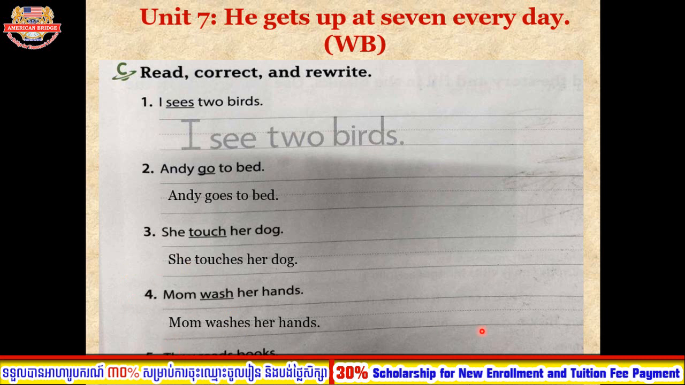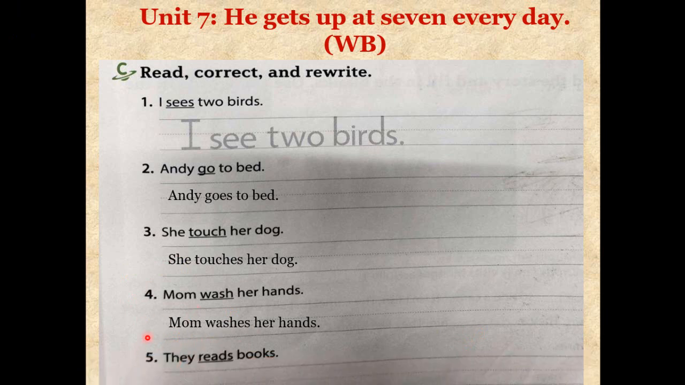They reads book. Can you find the mistake? So this one is the mistake, right? Why? Because they use the original verb, not the verb that has S, right? So what should you do? Yeah, you just delete the letter S. That is the right one, right? So they read book. Got it?